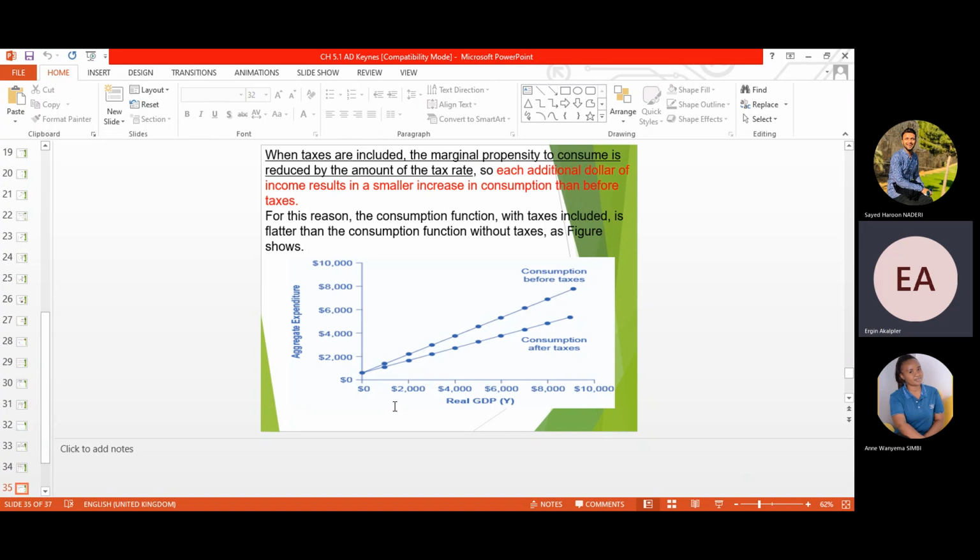And here, when tax is included, the marginal propensity to consume is reduced by the amount of the tax rate. So each additional dollar of income results in a smaller increase in consumption than before taxes. For this reason, the consumption function with tax included is flatter than the consumption function without tax, as it is shown here. The consumption after taxes, as you are observing, is a little bit flatter, and consumption before taxes is a little bit more vertical or higher than this, because as it is mentioned, this tax is reducing the capacity of the aggregate expenditures for the consumer.